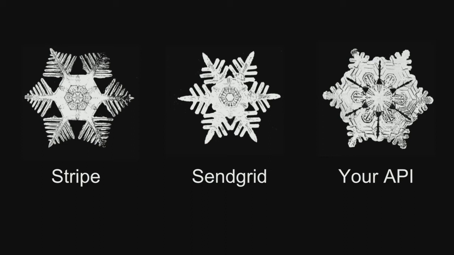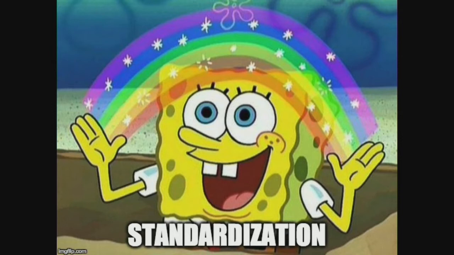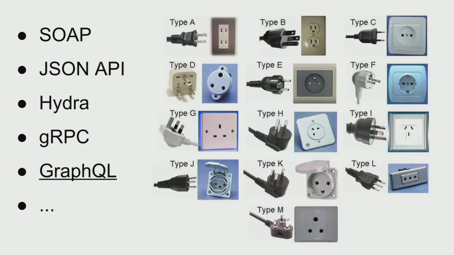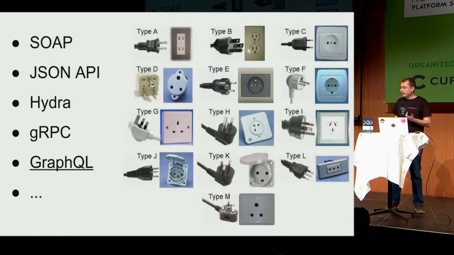However, if you're in a situation where you're building a tool which is supposed to work with a wide range of APIs, it's sort of a disaster for you. You cannot adapt your tools to snowflakes. How can we solve this problem? Standardization. Standardization happened in many fields, and right now it's happening in the API world. There are a number of competing API specifications at the moment, like SOAP, JSON API, Hydra, and more recently, Google released gRPC and Facebook GraphQL.